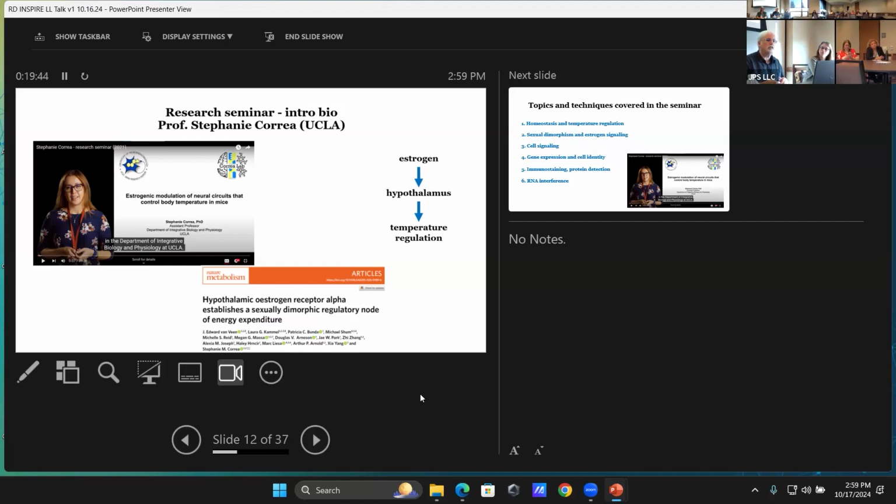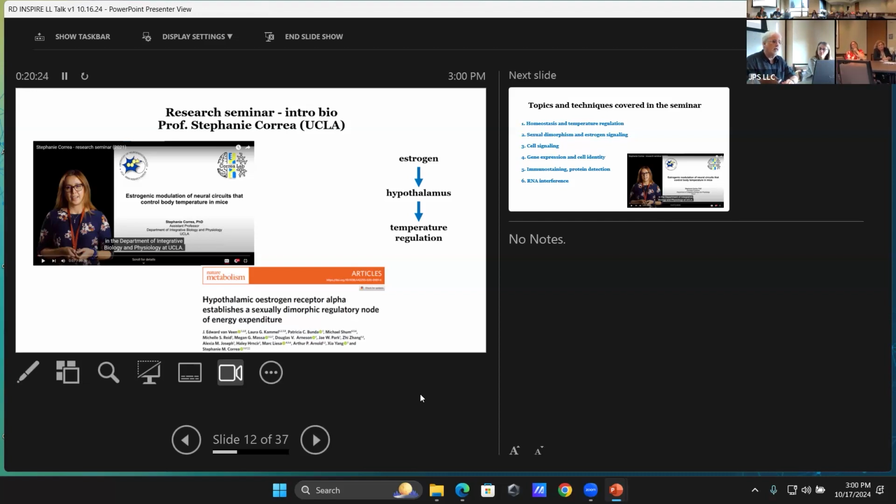For introductory biology, we invited Stephanie Correa, who is faculty in integrative biology and physiology here at UCLA, and she presented a seminar on how estrogen regulates temperature in mammals. These were mouse experiments, but basically estrogen signals to a subset of neurons in a region of the brain called the hypothalamus, and those neurons somehow change their gene expression and contribute to altering core body temperature.